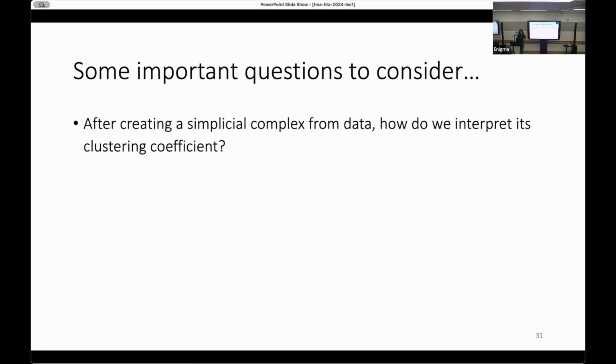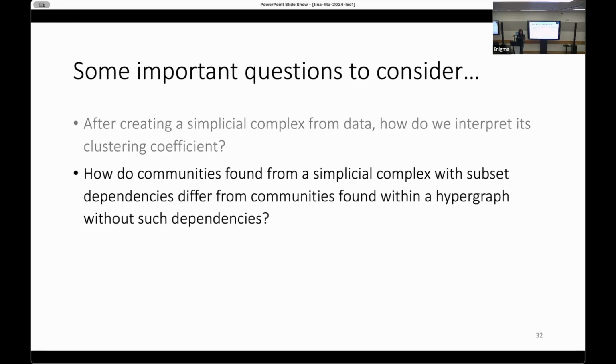So after you create, for example, a simplicial complex from your data, how do you interpret clustering coefficient? So how do you interpret triangles that are not shaded versus triangles that are shaded? The triangles that are shaded are saying that there is a subset dependency. How do you deal with communities? For those who don't come from network science, communities is basically that the density of edges within that set of nodes is more than what you would expect, or more than it would cross the boundary of that community.